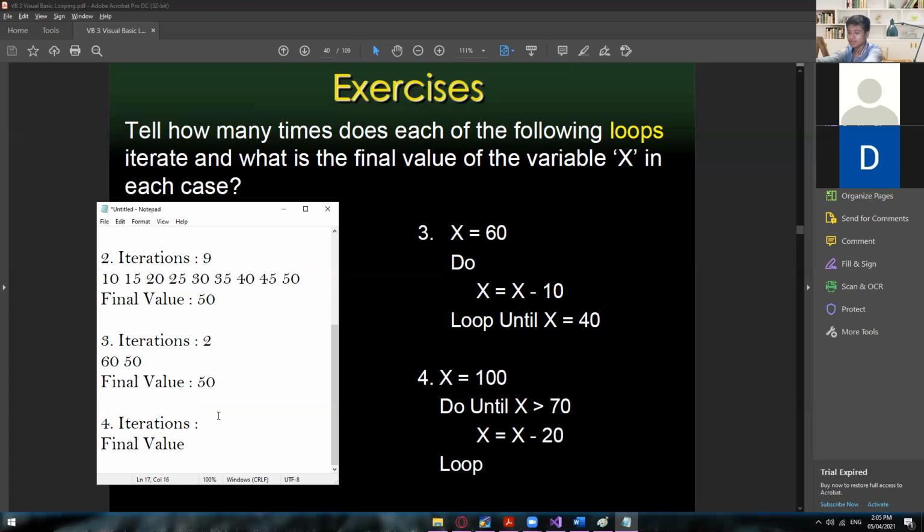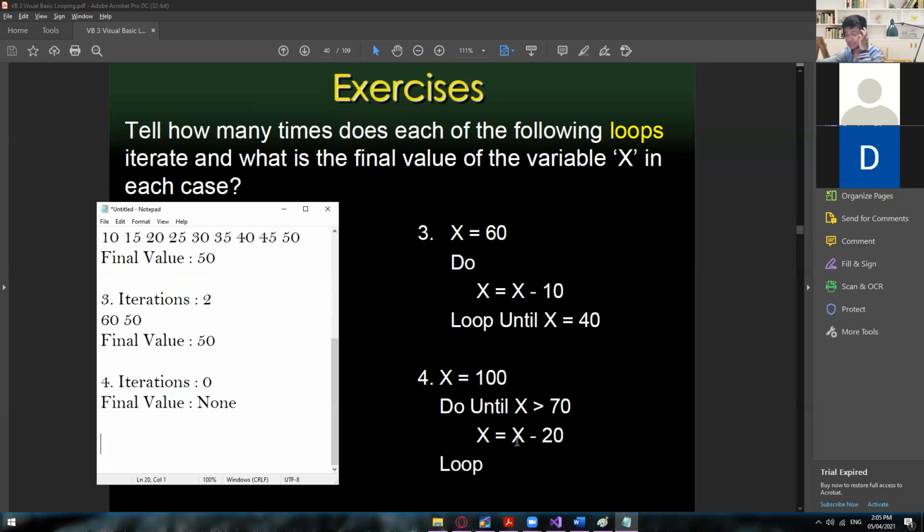So this will iterate, okay, 0. It will never iterate. And then the final value is none. All right. So I hope we are clear with that one. It didn't even reach this one, x minus 20.